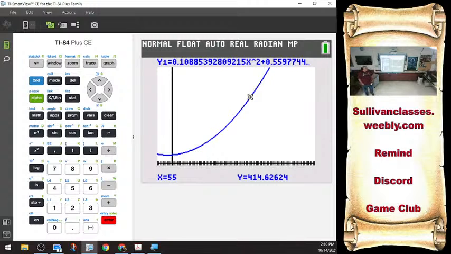Remember, that's 414.6 cents. That's how many cents it is. I need to turn that into regular money. Okay?